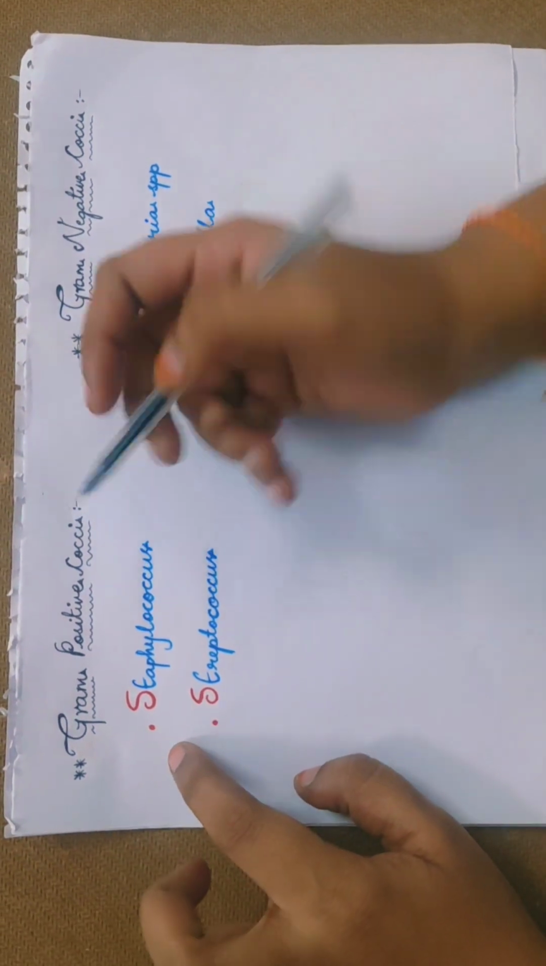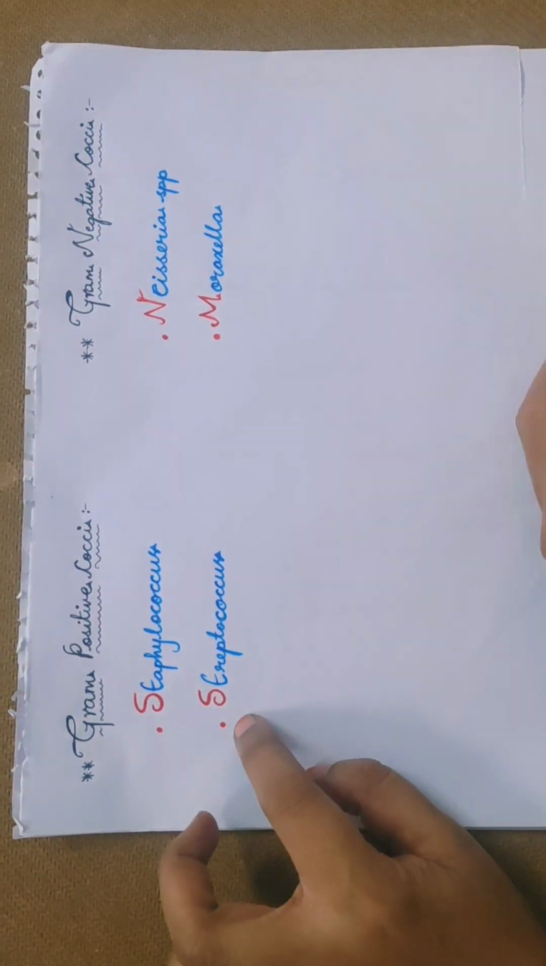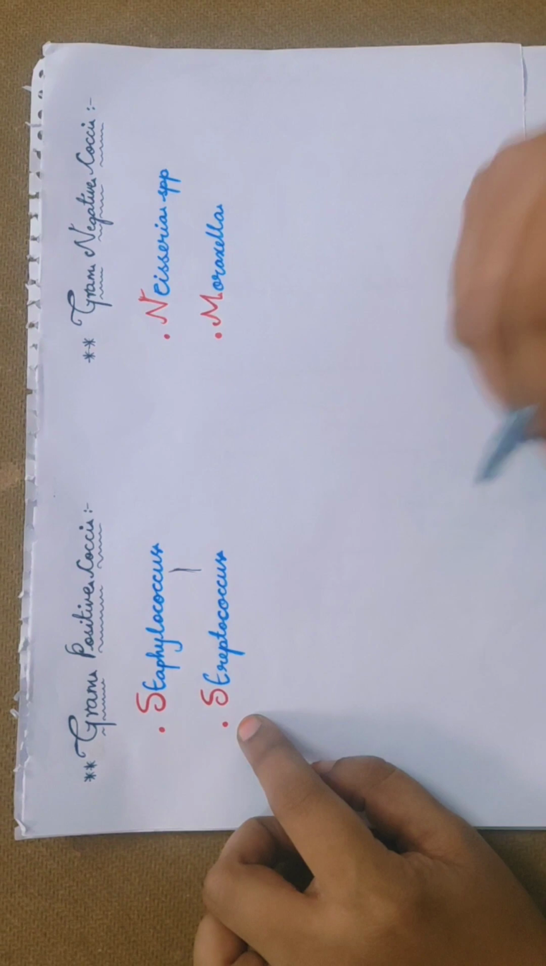As you see, gram-positive cocci are Staphylococcus and Streptococcus. How do we differentiate between those two? Let's see them.